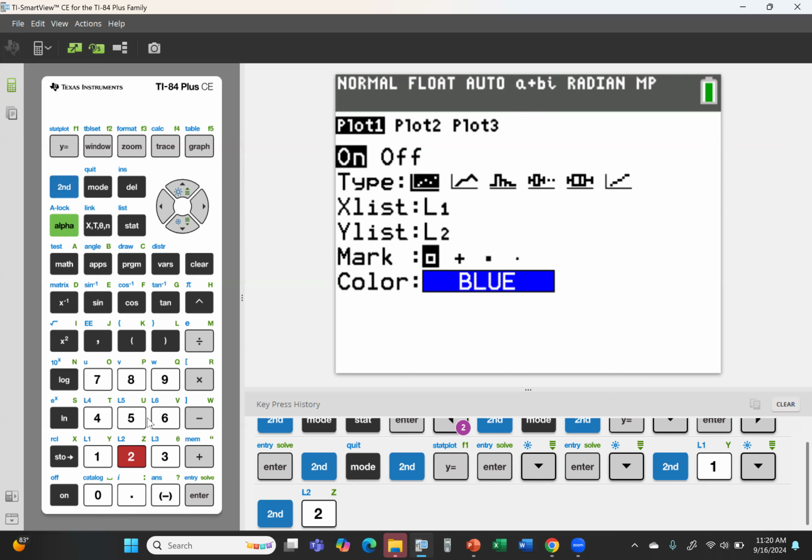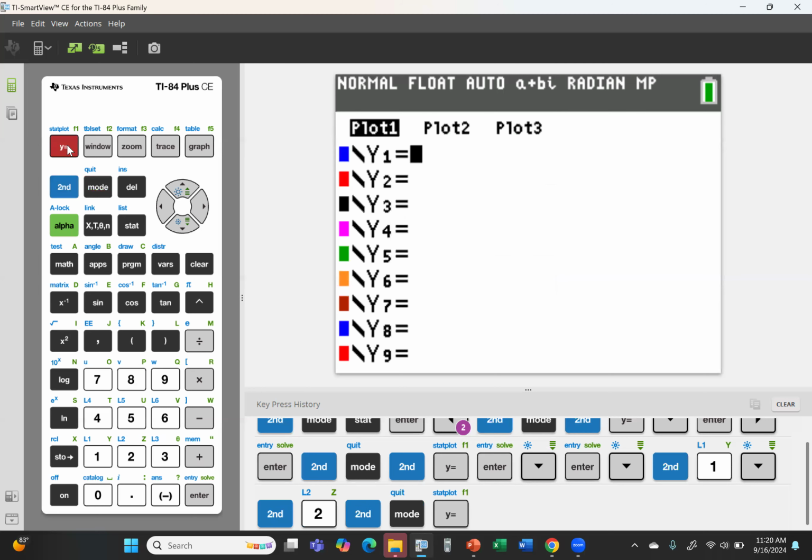Are y'all good? Now, what I probably should do real quick is go see what's in my Y equals. Let me get out of here and go to my Y equals. Nothing's in mine. Do you have anything in your Y equals? If you do, clear it out because you don't want to graph that yet. Okay, so now we're ready to go.